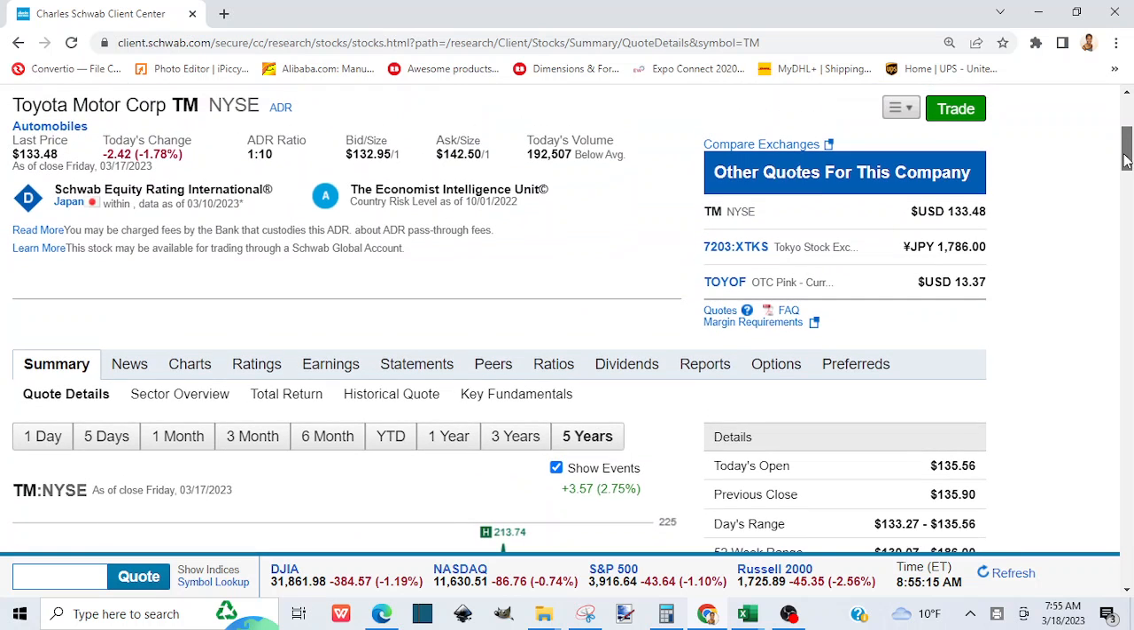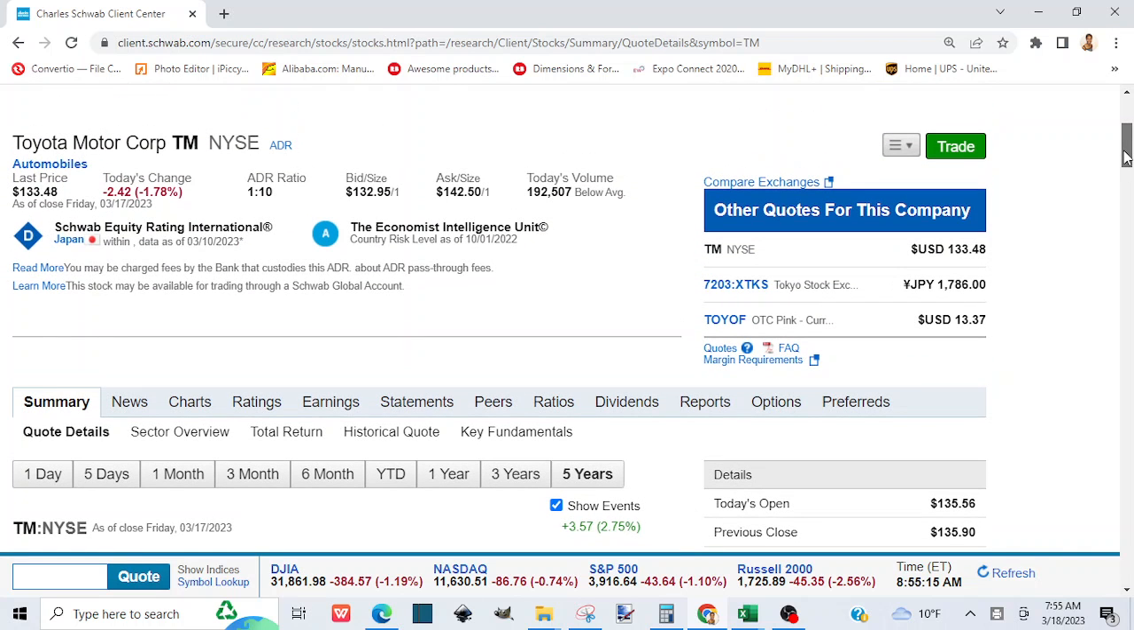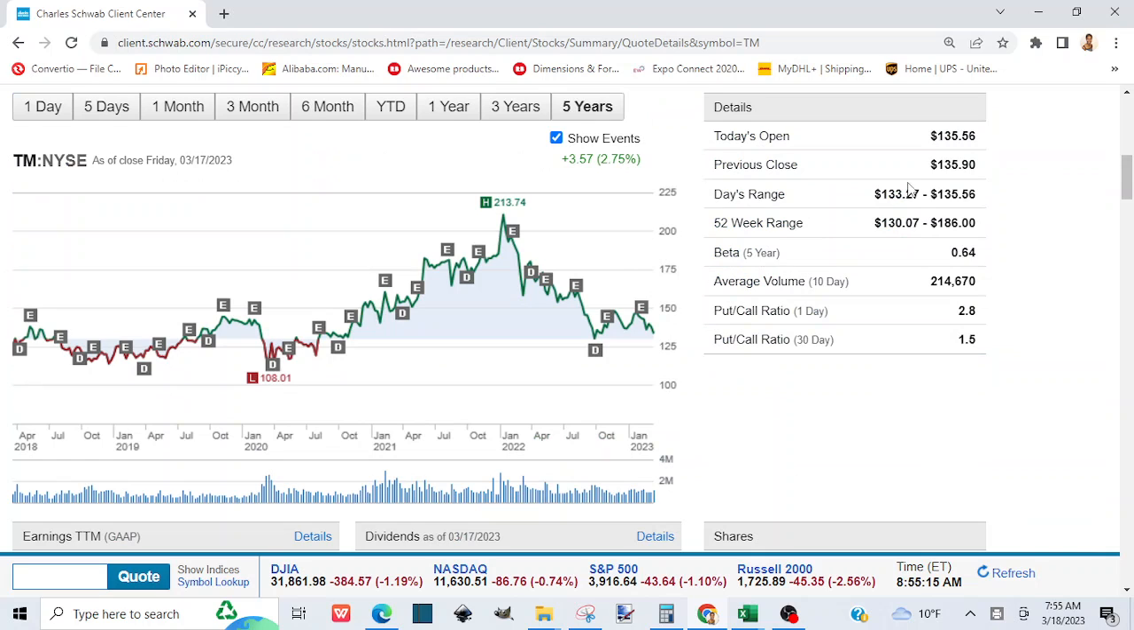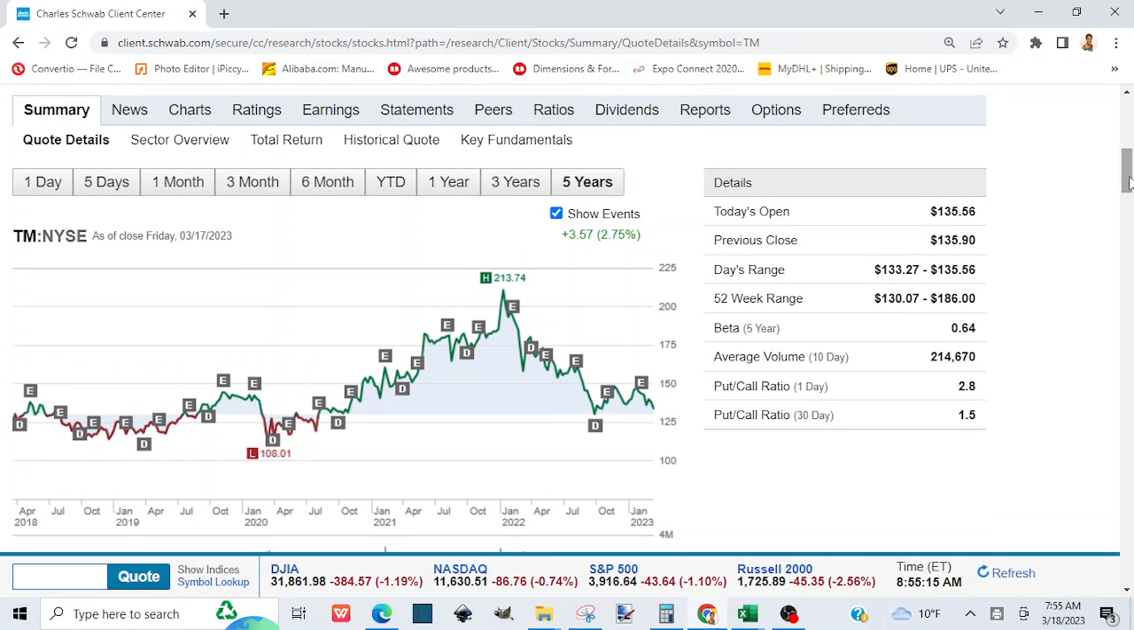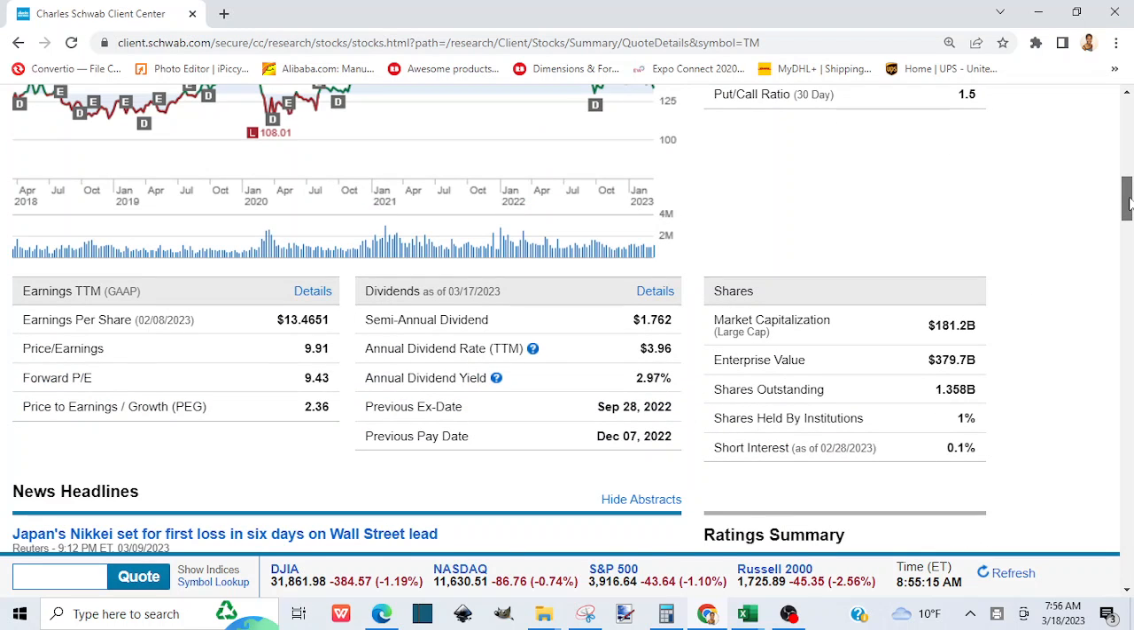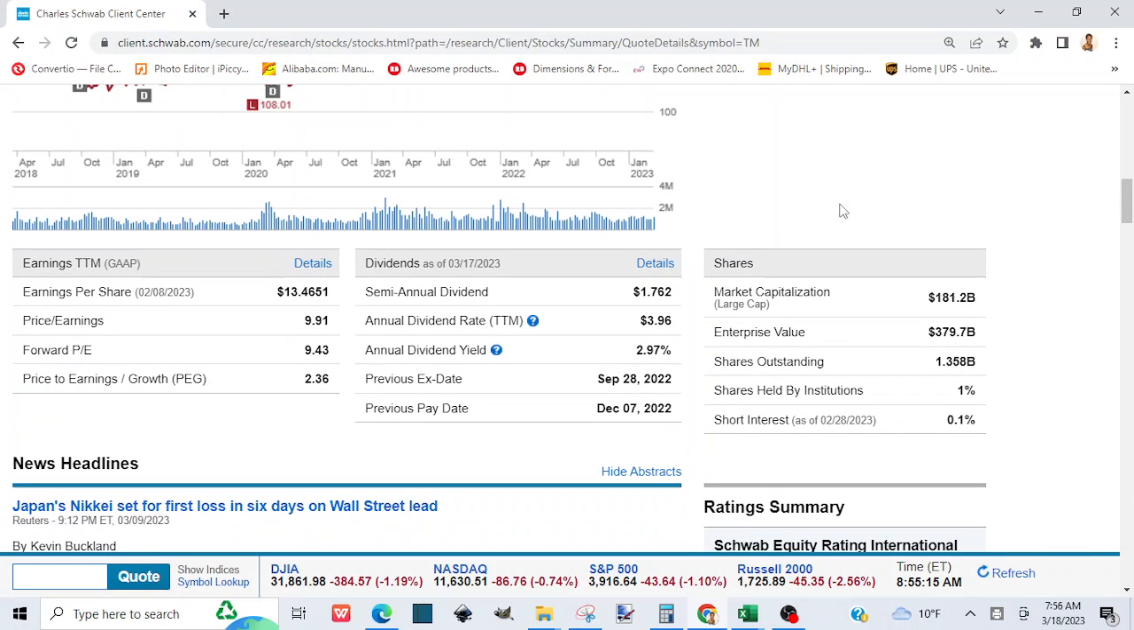I will say that is a good range for maybe trading this, buying some and trading. It is on the low side though. It is on the low side, 133.48, and at some point it reached 186. So it's not paying you a lot of dividend, but that's quite a gap between the low and the high, and it pays twice a year, $1.76 a share, or $3.96 a year.